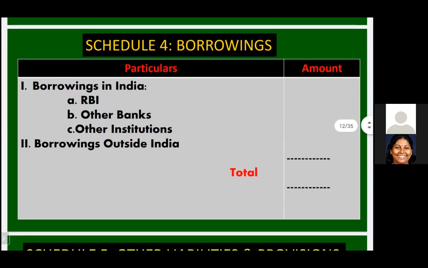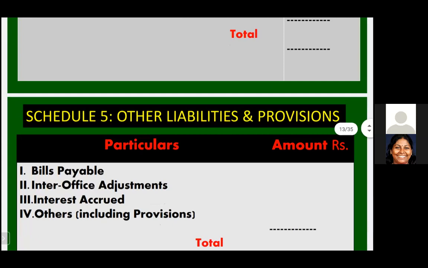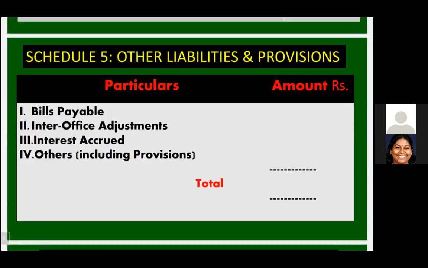Next, schedule number 5, other liabilities and provisions. Under other liabilities and provisions, we have bills payable, inter-office adjustments, interest accrued, and others. Whatever provision for income tax and rebates, any outstanding liabilities, or any payable amount there is, that will come under schedule 5, other liabilities and provisions.